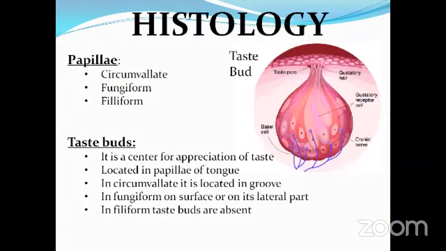Next is histology. In histology, we have already studied all the papillae: circumvallate, fungiform, filiform, and foliate. Next come to the taste buds. It is a center for appreciation of taste, located in the papillae of the tongue. In circumvallate, it is located in the groove, and in fungiform on the surface or its lateral part. In filiform, taste buds are absent.